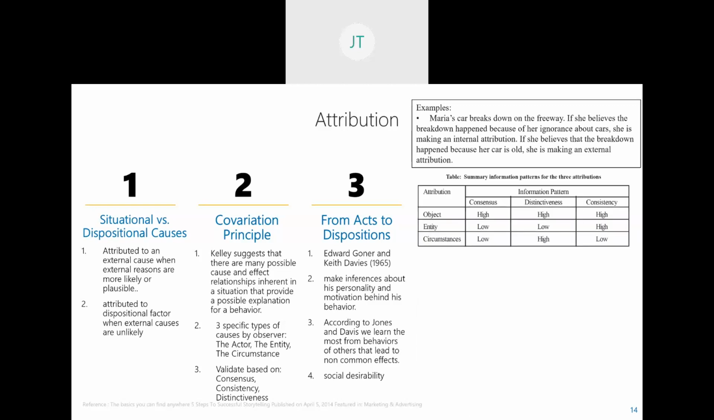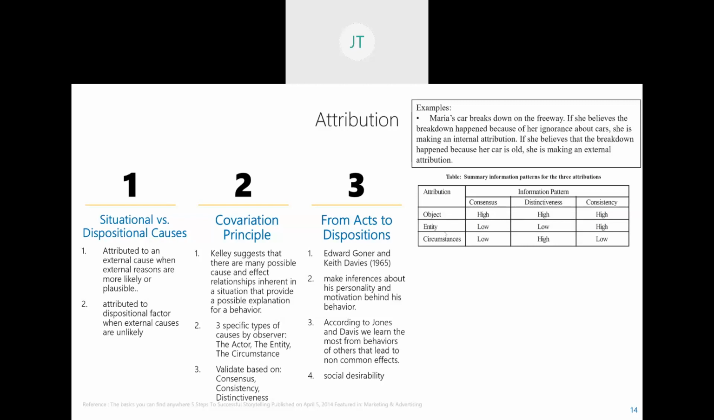From the covariation principle, this matrix is picked from our book, and it's very strong, I think. It helps us remember a lot of things. So for attribution, we have three terms: an object level, an entity level, or a circumstance level, right? And then how do we reinforce? The information patterns, the way we receive and see this information, reinforce it. So at an object level, if there is consensus, if it is distinctive, if it is consistent, for all of that, it just reinforces very, very high.